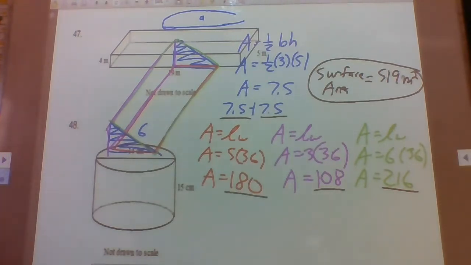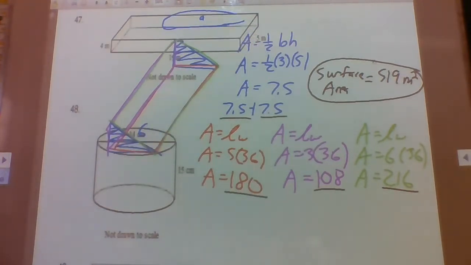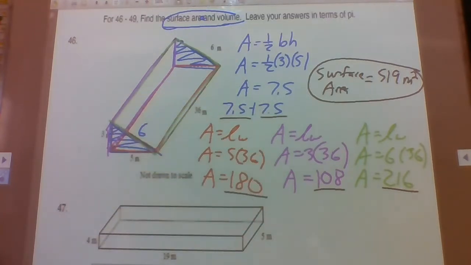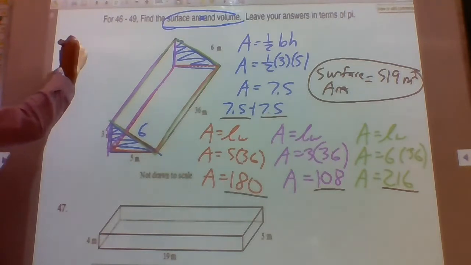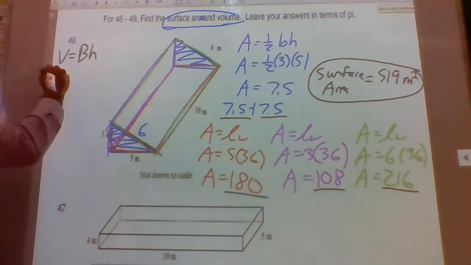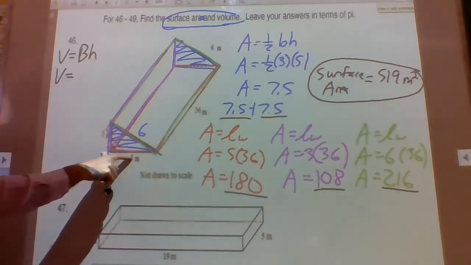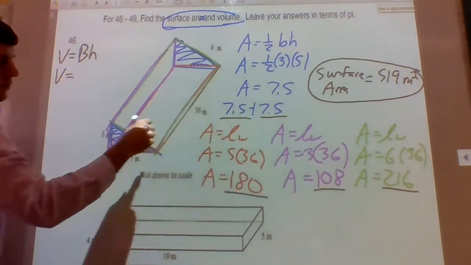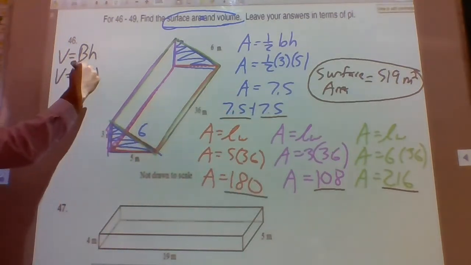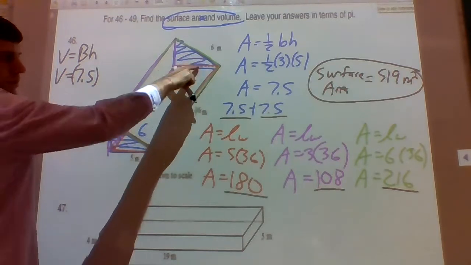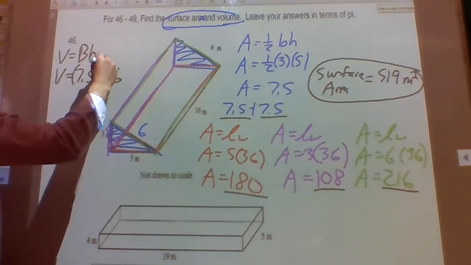Oh, we got to do volume. Wait. We got to do volume still. Okay. So the formula for volume is the area of the base times the height. We know the area of the base was the area of this triangle, so we know it was 7.5. Okay, then we multiply the height. The height is the distance between the two bases, so that's going to be times 36.